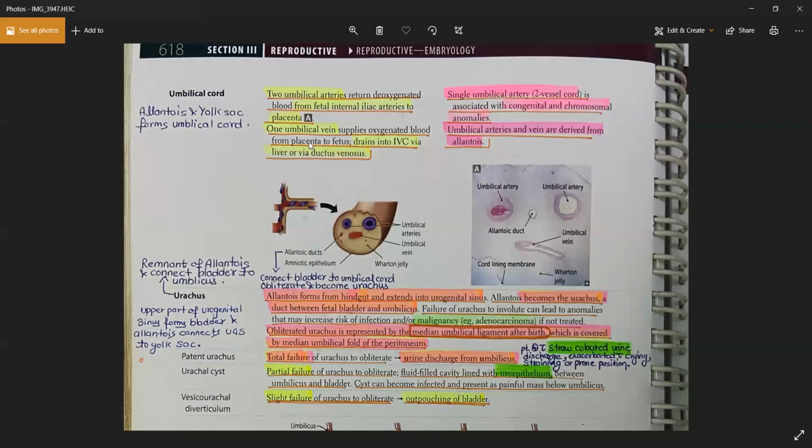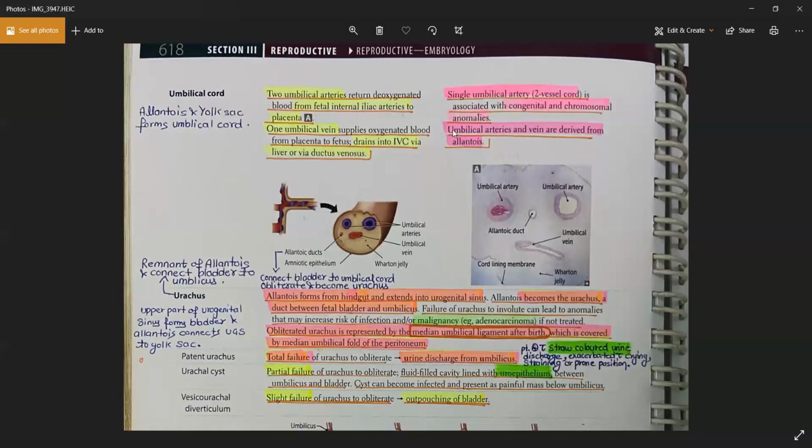Whenever you deliver a baby, you always need to cut the cord from the placenta, right? And when you do, you always check this umbilical cord. In the umbilical cord, you always look for these two arteries and one vein. If you see a single vein and single artery, it could be a sign of congenital and chromosomal anomalies. So whenever you deliver a baby, you always need to check the umbilical cord. If you have a single umbilical artery, it could be a congenital or a chromosomal anomaly.